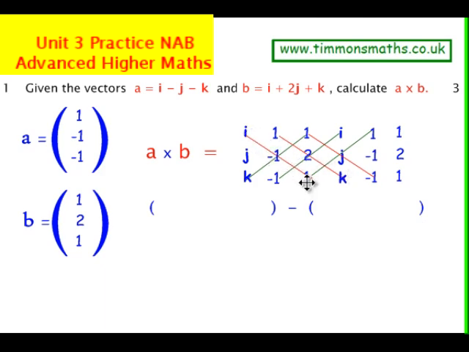i times -1 times 1 is minus i. We'll write the j term next. 1 times j times -1 is minus j, and the final diagonal is 1 times 2 times k, which is 2k. We subtract from this the product of the up diagonals. First of all, -1 times 2 times i is minus 2i. 1 times j times 1 is plus j. k times -1 times 1 is minus k.